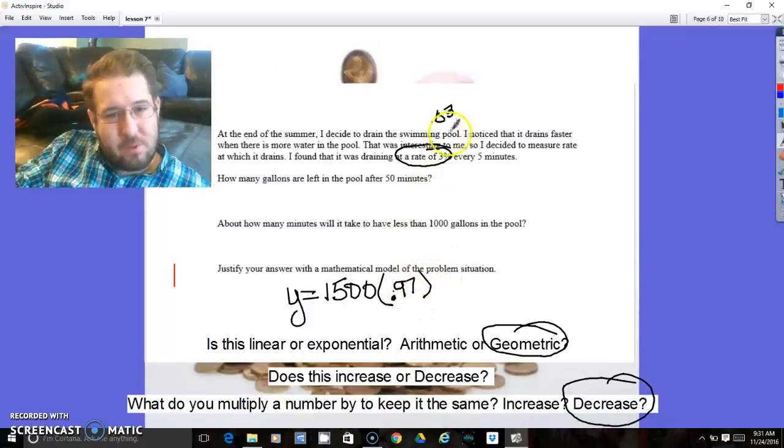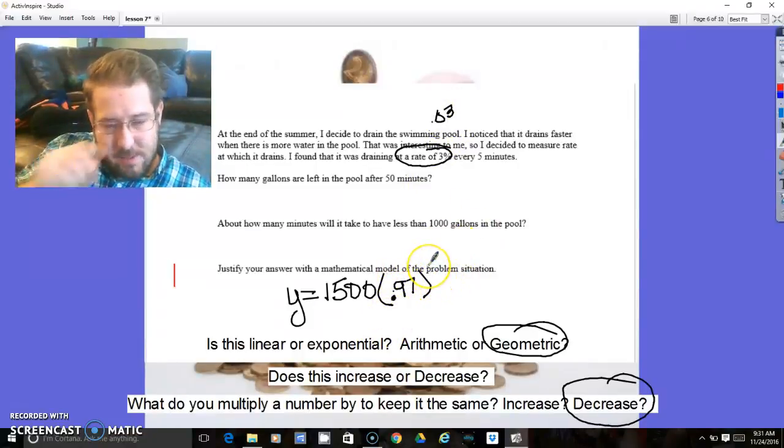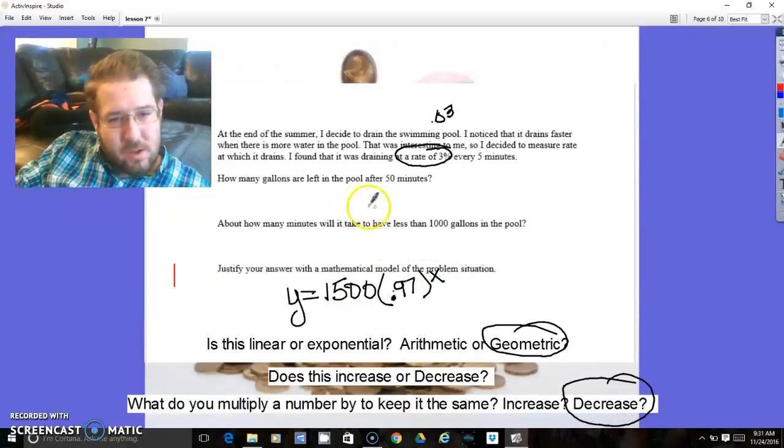You see what I did there? I subtracted. 1 minus this is this. Because anytime it's a decrease, it's going to be less than 1. It's going to be subtracted, basically. It's going to be taken away. So then it's to the x power. So now you've got the equation you can use to solve both these questions.